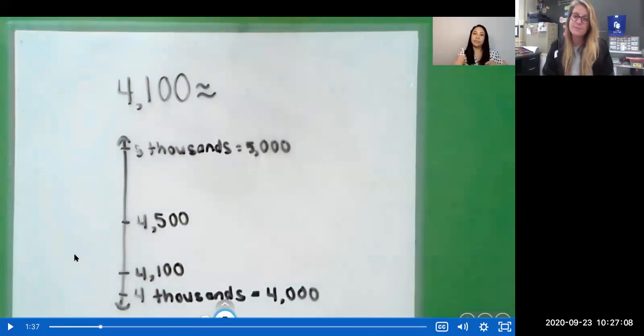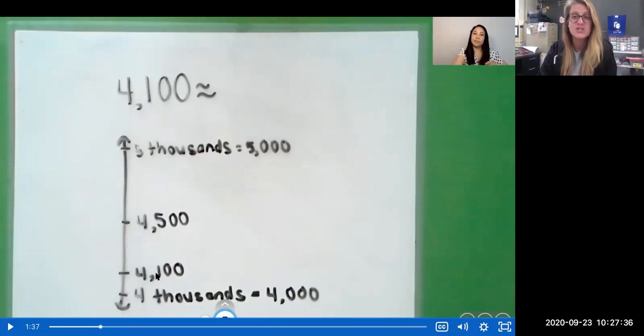So in her example, the first thing she did was she looked at her number and then found the closest lower thousands, and then the closest higher thousands. So the closest lower thousands was 4,000, and the next thousand would be 5,000. Then she found her midway point, because this will tell us which way we want to round. Do we want to round down or do we want to round up?